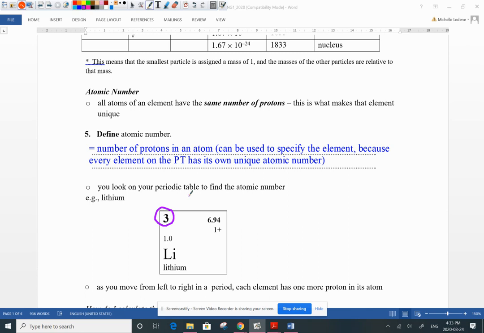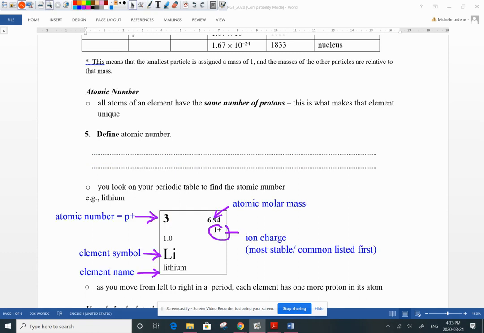So the number 3 here in the top left corner, like lithium, that tells you the atomic number, the number of protons. Okay, so protons in the top left corner. It also shows you on each little square, each little element of the periodic table, the element symbol. So always a capital letter first and then a small letter. So Li for lithium. Here's its name.